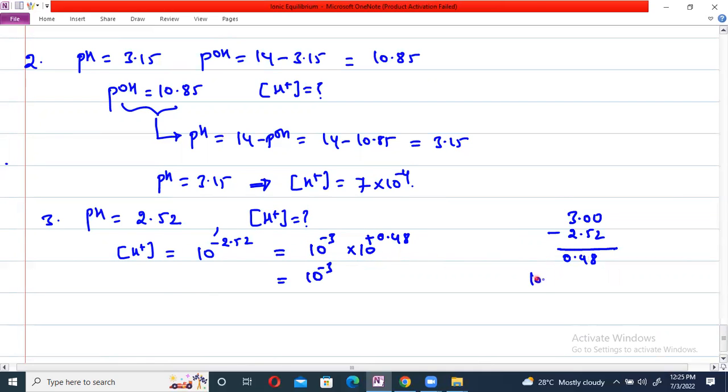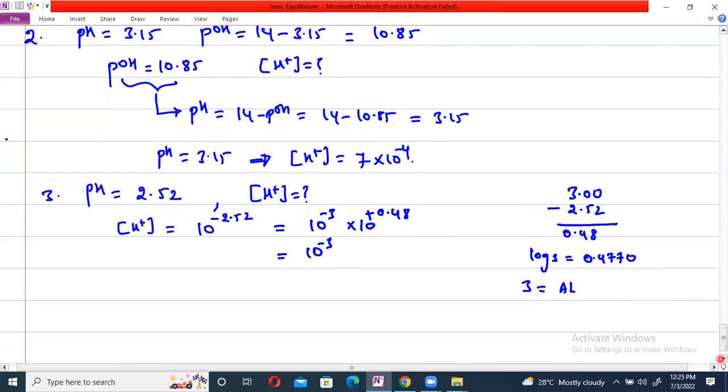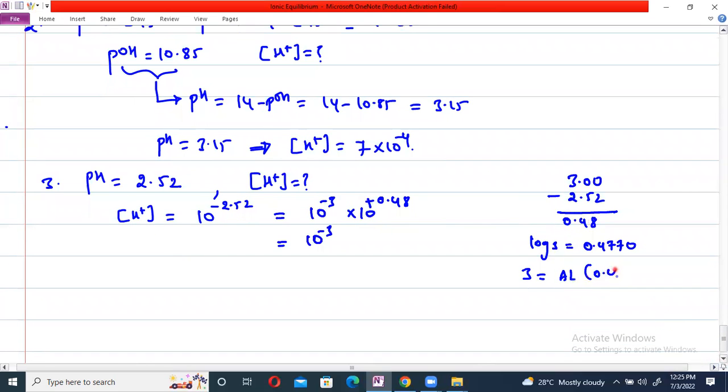Get the value of this one. Do you know? Log 3 value is equal to 0.4770. Take the log on this side, it becomes anti-log of 0.4770, which can be written as 10 to the power of 0.4770, and the value is 3. So it should be 3, and hence we can say, sir, concentration of H plus is 3 into 10 to the power of minus 3 normal. This is nothing but the normality of the acid, right?